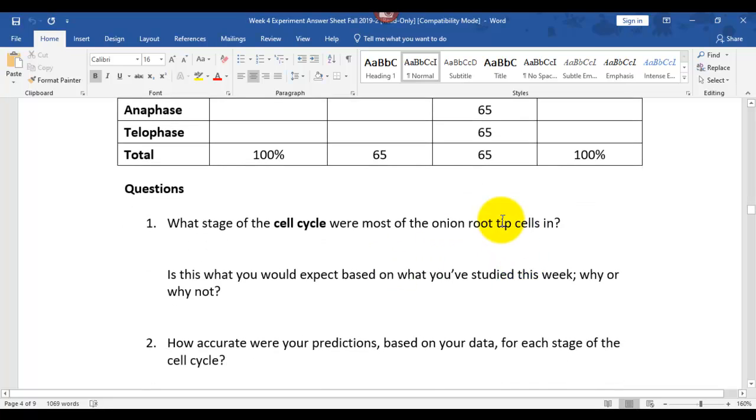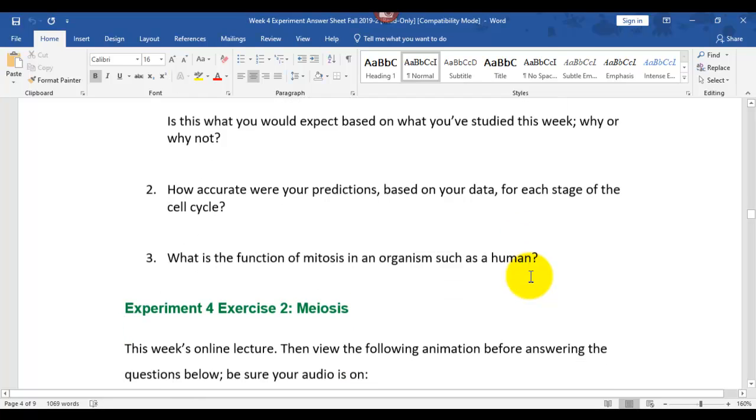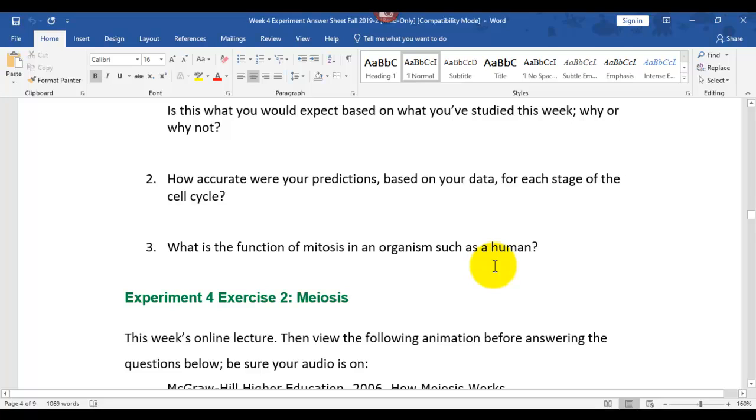And then answer these questions. What stage of the cell cycle are the most of the cell tips in? How accurate were your predictions? Once again, you really can't really get those wrong. What's the function of mitosis in an organism such as a human? It's to replace damaged or dead cells. You lose skin cells every day. They have to be replaced.